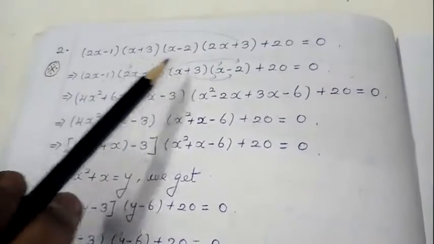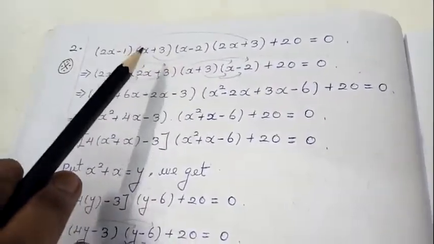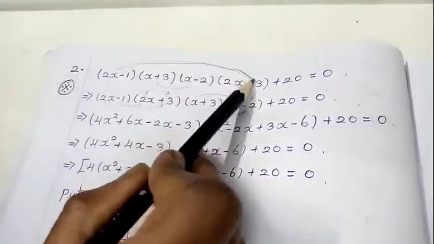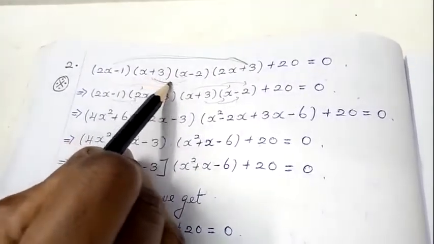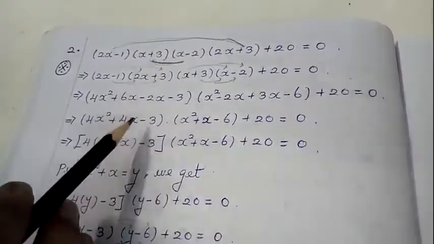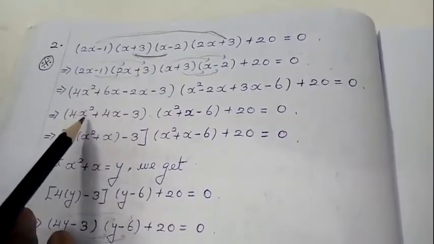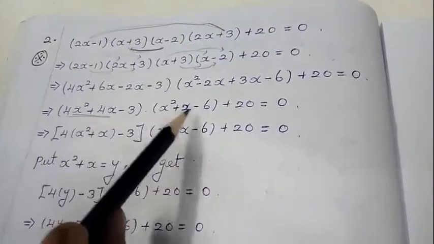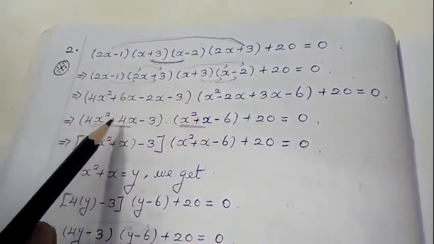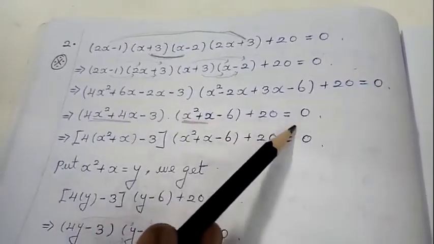Second sum, you are having 4 factors and it is an important sum, students. If you see here, I am going to group like this. The first and last factors I am going to multiply, and the second and third factors I am going to multiply. If I multiply, you are just going to see the equation. You are going to get a quadratic equation, but if you check, the x² and x terms will not be the same. As an outline, that is 4(x² + x − 3)(x² + x − 6) + 20 = 0.